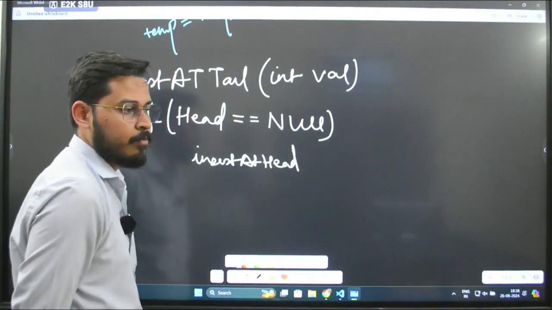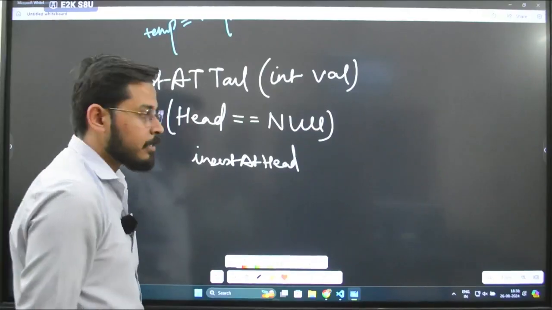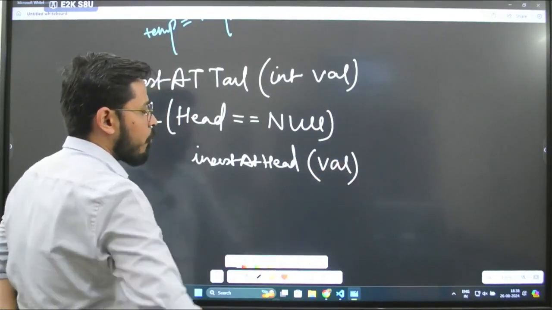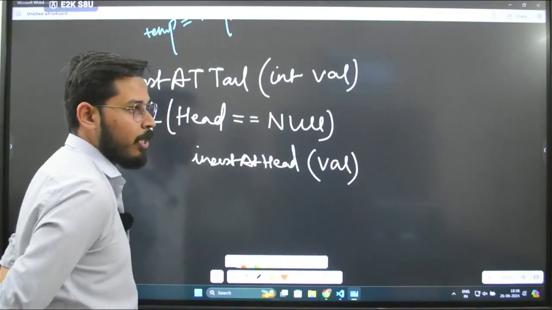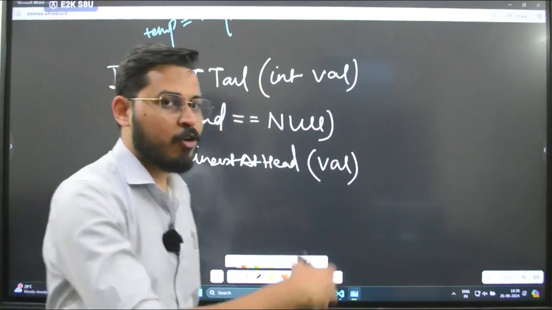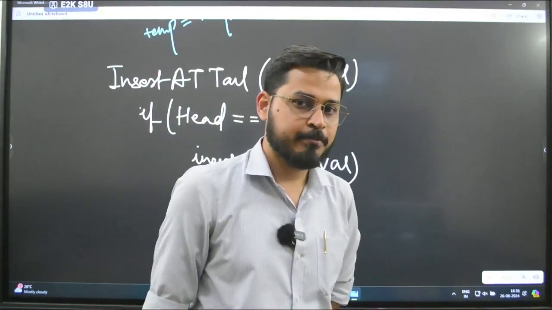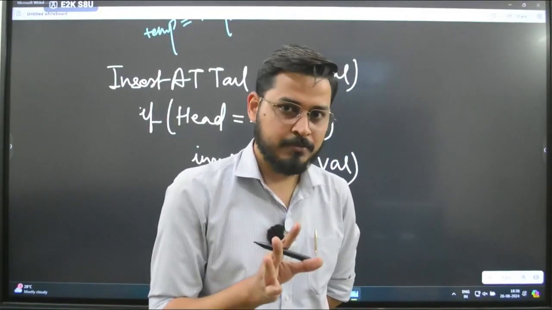Clear? I can call this insert at head function, right? And I can pass the value right here. So now what happens is, if the head is equal to null, rather than going and searching for the tail, it will do the insertion at the head only, and it will get over. Easy? Understood?